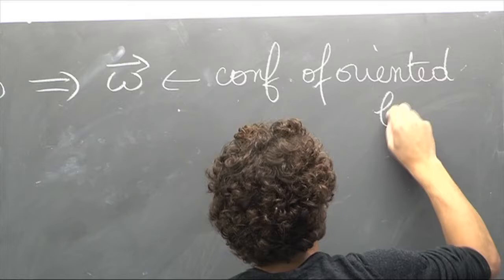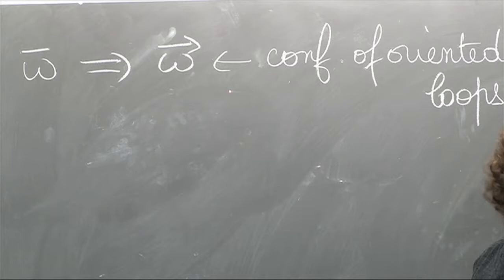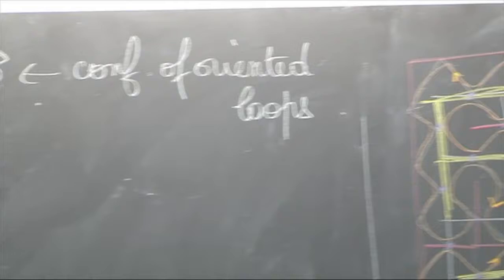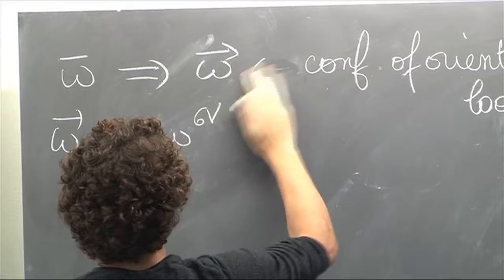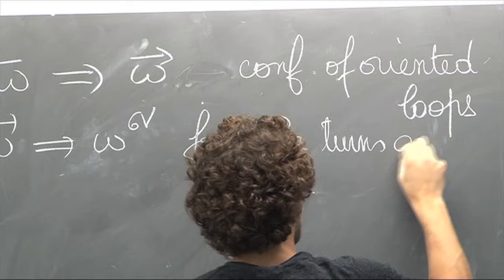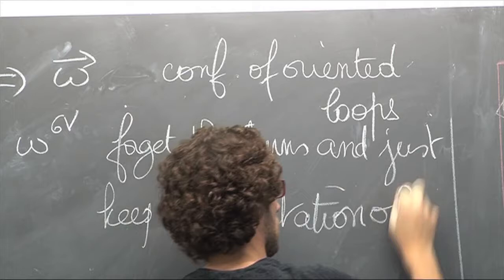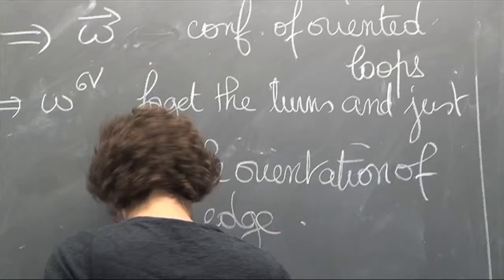And now let's just forget how they turn. Let's just keep their orientation on every edge. So from omega bar, go to omega, what I'm going to call the six-vertex configuration, which is just you forget the turns and just keep the orientation of every edge. Okay?